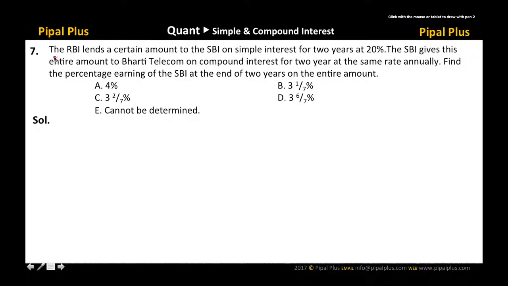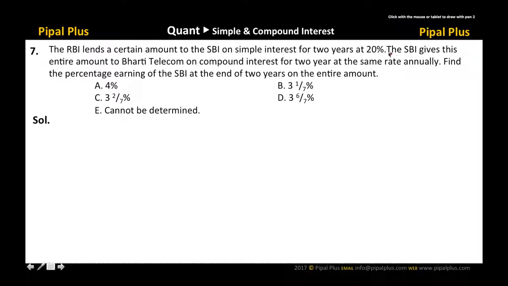Now the question, the way it goes is that the RBI lends a certain amount to another bank, SBI, on simple interest for 2 years at 20%. Now SBI, the bank who has borrowed from RBI, they lend it onwards to another company on compound interest for 2 years, right? So look at what SBI is doing.